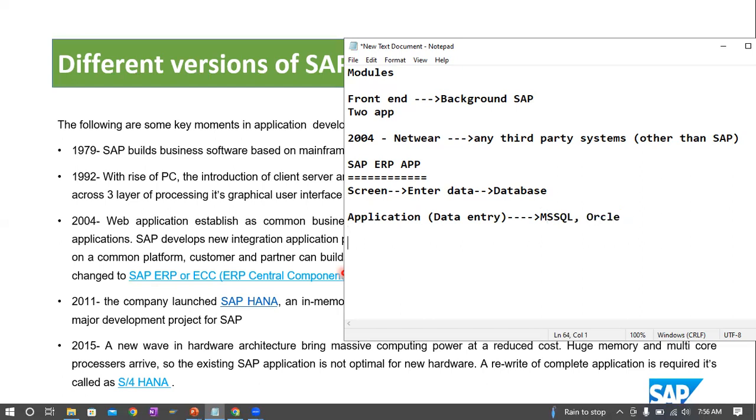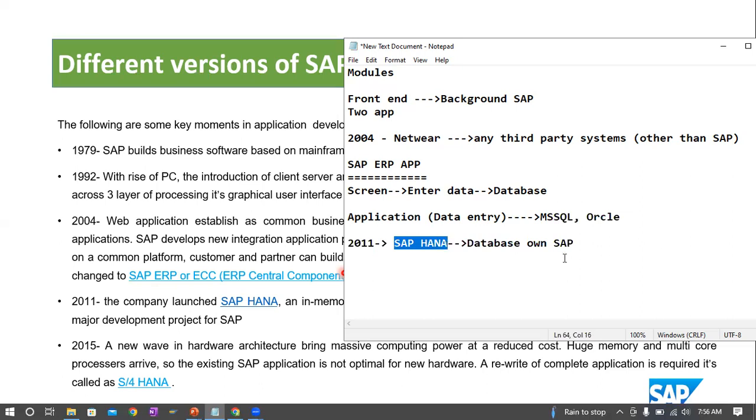In the year 2011, SAP introduced SAP HANA. SAP HANA is nothing but one type of database, owned by SAP. Previously, it was MS SQL or Oracle. Then they built their own database, called SAP HANA. So now the application is SAP's own application, in the ABAP programming language, and the database is also owned by SAP.